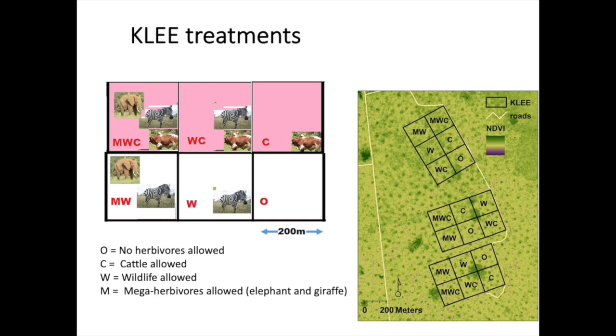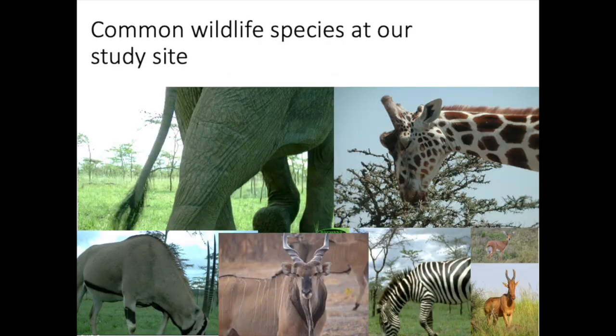So each of the plots measures 200 by 200 meters, that's 4 hectares, and each of the treatments is replicated 3 times for a total of 18 different plots. These are the 7 species that are common in our study plots, 2 megaherbivores and 5 mesoherbivores.